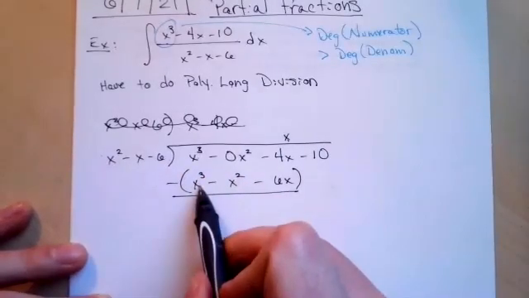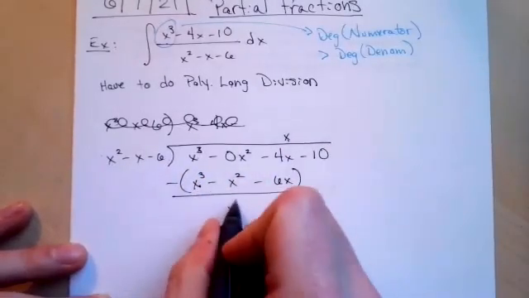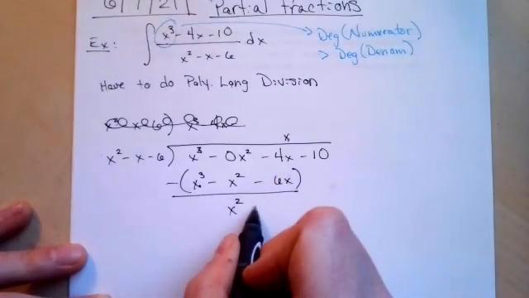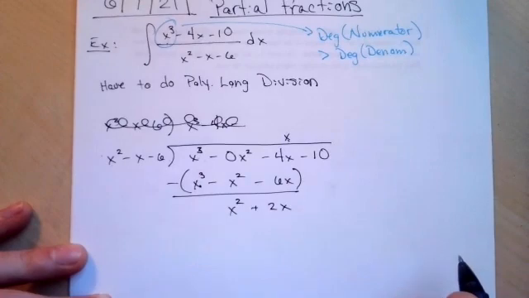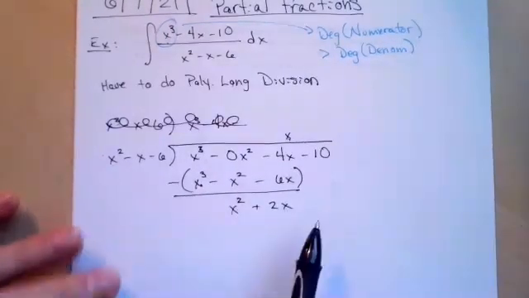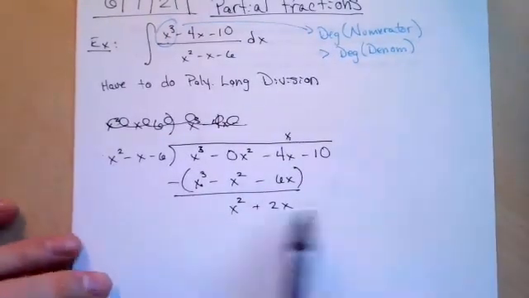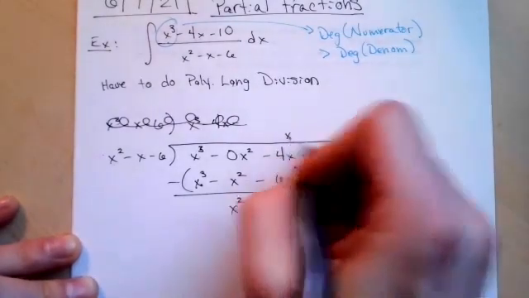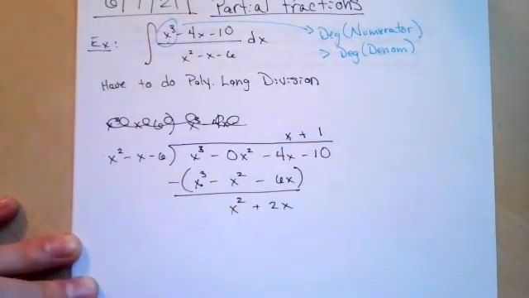So the x cubes will cancel. We're going to have 1x squared, and then we'll have a positive 6x minus 4x will give us plus 2x. So that's the algorithm. That's our division algorithm. Then we repeat it. So now this is our new numerator, so to speak. And then we can see that we've got x squared going into x squared. And so that's just a factor of 1.